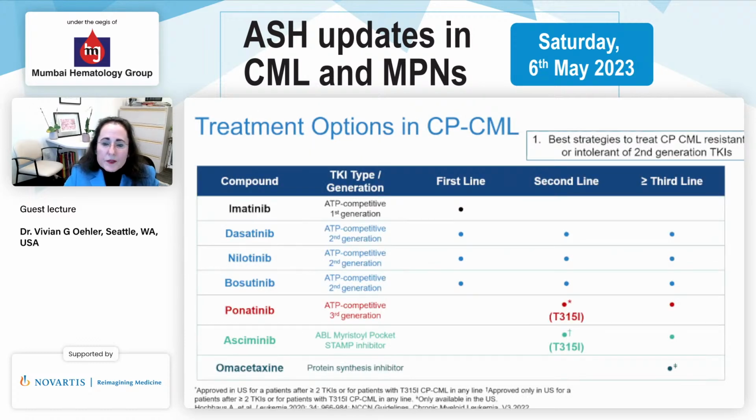So in 2023, in the front line, we have the first generation TKI imatinib and the second generation TKIs dasatinib, nilotinib, and bosutinib. For T315I mutated CML and in the third line and beyond, we have the third generation TKI ponatinib and the myristoyl pocket inhibitor asciminib, and these are available in the US and the EU.